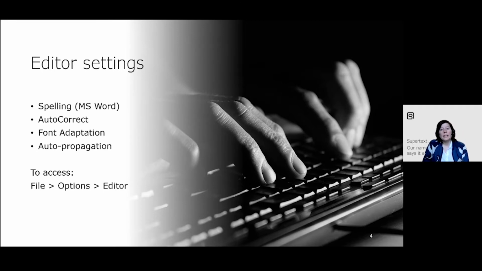We can begin with the editor settings. These adjust how the editor works, that is, the interface in which you translate. If you change the settings under File Options, they will apply to all jobs you handle in Trados. I'll focus on these 4 settings: spell check, autocorrect, font adaptation, and auto propagation, and how they can help you. But I encourage you to take a closer look at all the settings to see what will be helpful for you personally.